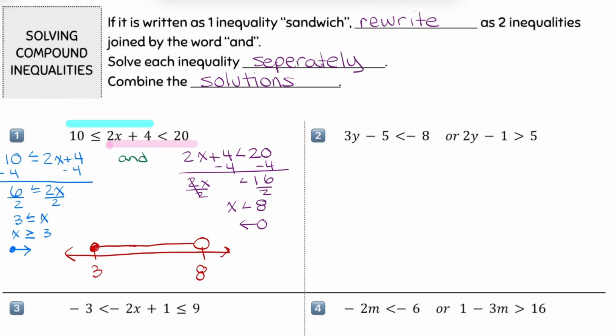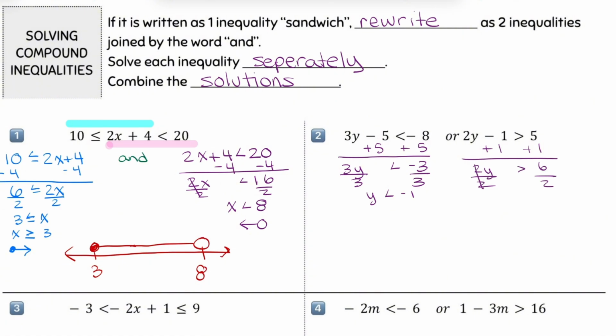Problem 2 is an or. Our inequalities are already separated, so all we have to do is solve each of them. I'm going to add 5 to both sides on this side. 3 times y is less than negative 3. Divide by a 3, and I get y is less than negative 1. On the right equation, I'm going to add 1 to both sides. 2y is greater than 6. I'm going to divide both sides by 2, and y is greater than 3.